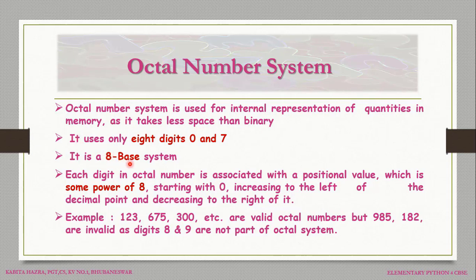Octal number system is a base-8 system as it uses 8 digits, that is 0 to 7. Each digit of the octal number is associated with a positional value which is some power of 8, starting with 0, increasing towards the left of the decimal point and decreasing to the right of it. Some valid octal numbers are 1, 2, 3, 6, 7, 5, 3, 0, 0, etc. But 9, 8, 5, 1, 8, 2 are invalid, as 9 and 8 are not used in the octal number system.